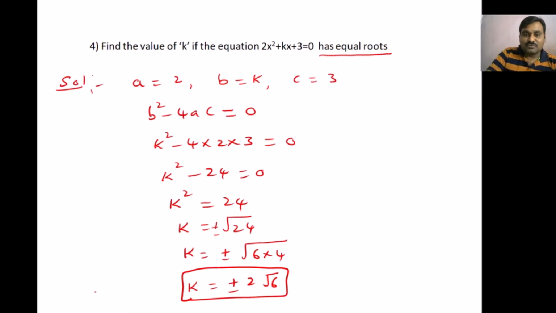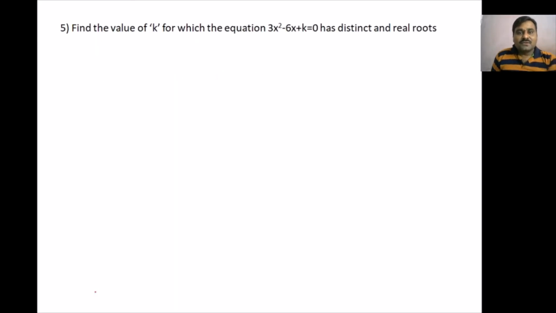Now let us see one more question. Find the value of k for which the equation 3x square minus 6x plus k is equal to 0 has distinct and real roots. So this is also the same method. Let us take the solution. Compare the equation and write the values of a, b, c. A is equal to 3, b is equal to minus 6 and c is equal to k.